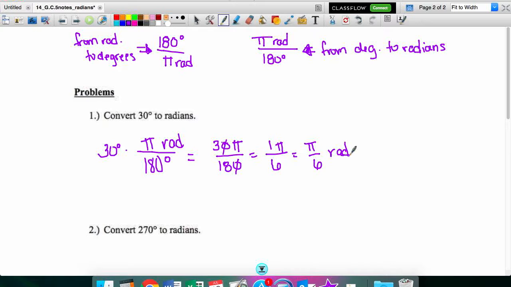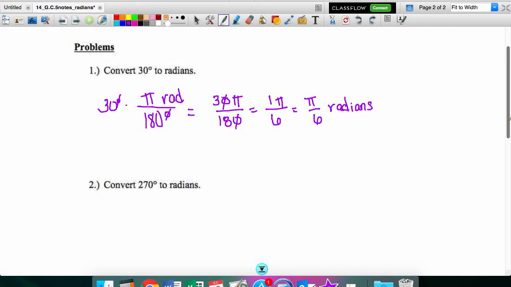Now the reason why I know that it is in radians is because if you look over here, the original way we set it up, we had degrees and then degrees in the denominator, so those would essentially cancel each other out by dividing. And the unit that's left would be our radians. So 30 degrees is equivalent to pi over 6 radians.